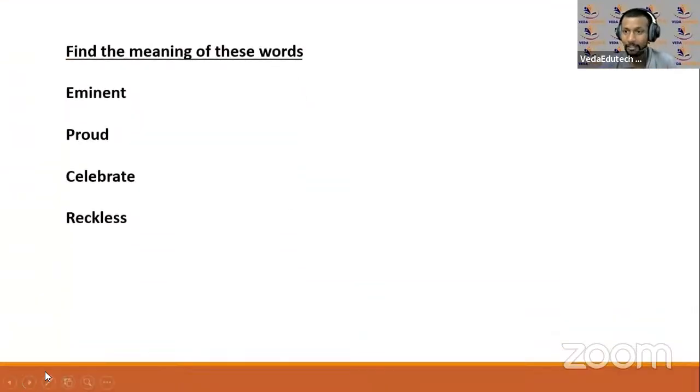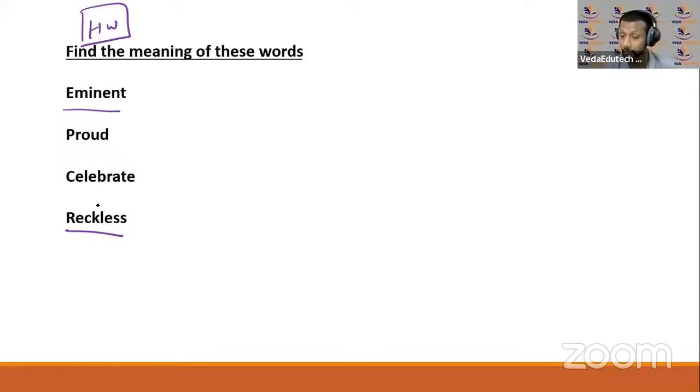Now, the last activity what I have, always I keep saying that we need to always have an understanding of new words. ठीक है, तो एक छोटा सा homework for you. You try to find out the word meanings for these four words. Okay, this will be a small homework for you, right? छोटा सा homework है. There are some words: eminent, proud, celebrate, and reckless. Two words are a little difficult. Eminent and reckless might be a little difficult, but you can find those words in the dictionary.